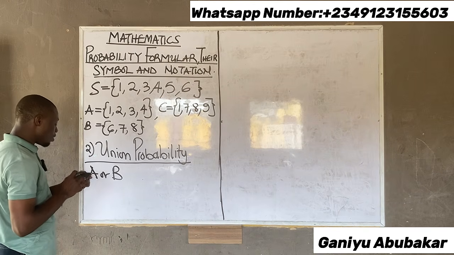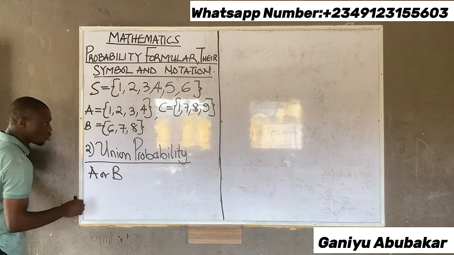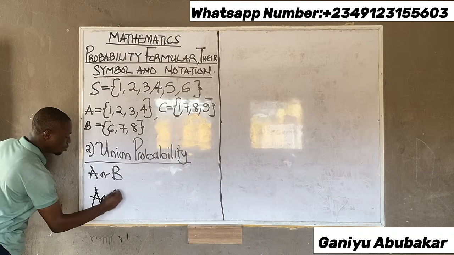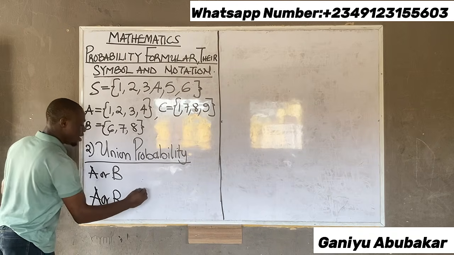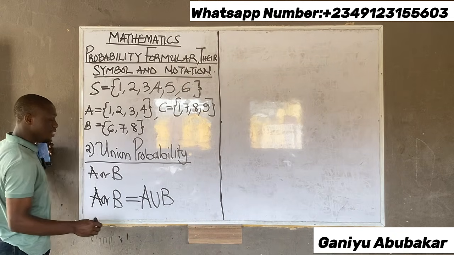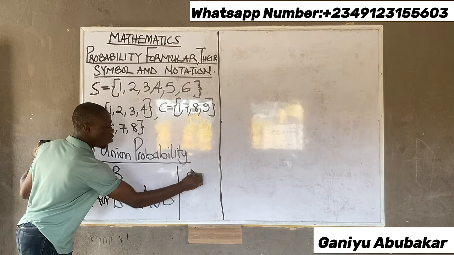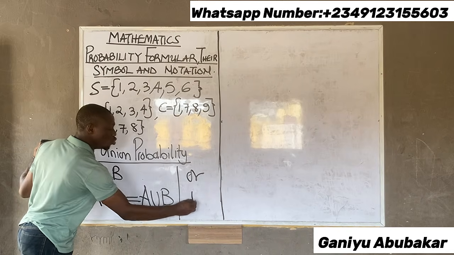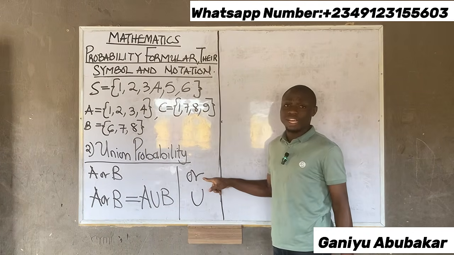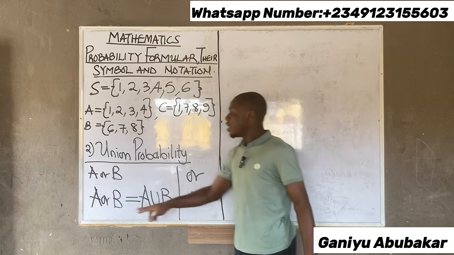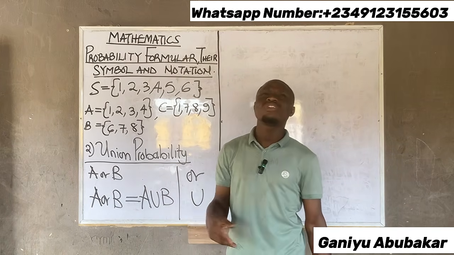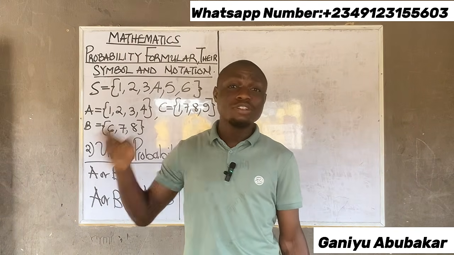Are we all good, guys? Now, please note something. Note that A or B can still be written as A union B. So what I'm saying is this: in essence, whenever you see or, it is the same thing as union, guys. Or is the same thing as union. Are we good now? So A or B means A union B. In case you forget what or means, remember union, right?